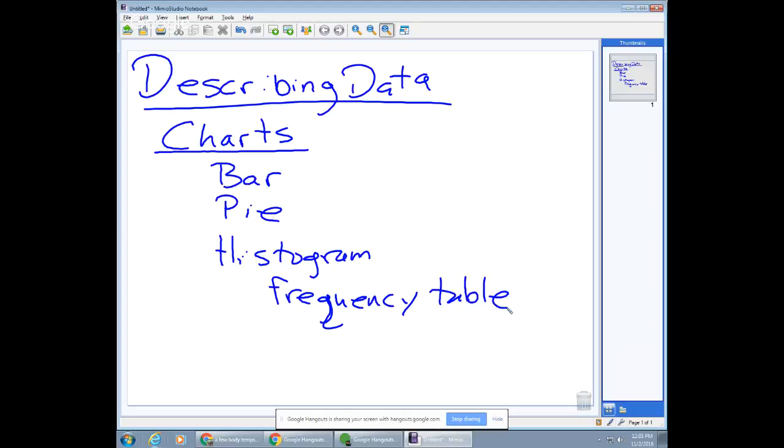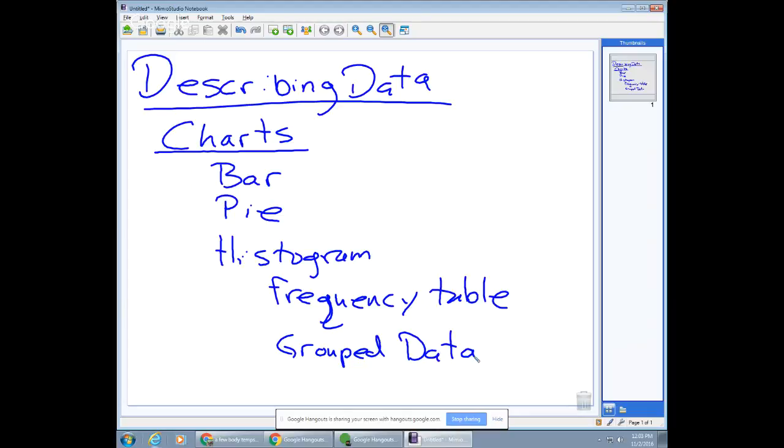To do a frequency table, you have to have grouped data, and you have to decide on the groups. So we spent a bunch of time in the last class playing around with how you set up a histogram and how you group the data. We'll do a little bit more of that today.